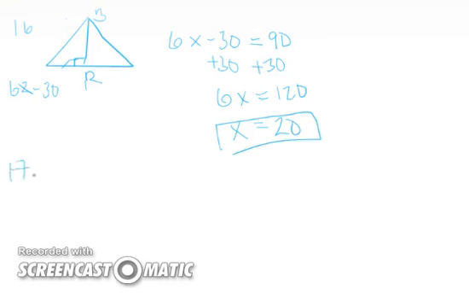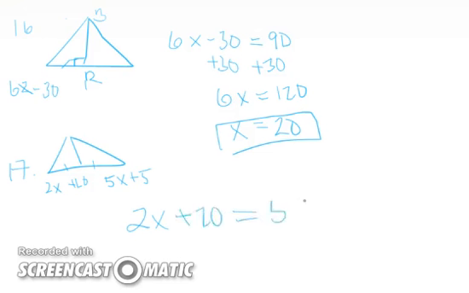Number 17, we're doing a similar thing, but we're finding the value of x with BR as a median. That means, in my picture, this is going to break into 2 equal halves, which this part is 2x plus 20, and this is 5x plus 5. So we just set them equal to each other, because those 2 segments are equal because of the median. 2x plus 20 equals 5x plus 5. We'll subtract 2x and subtract the 5. We get 15 equals 3x, so x equals 5.